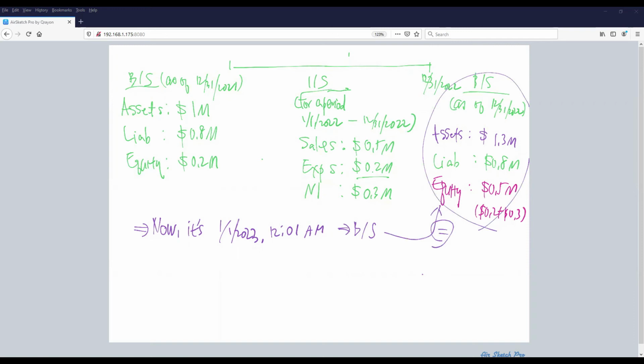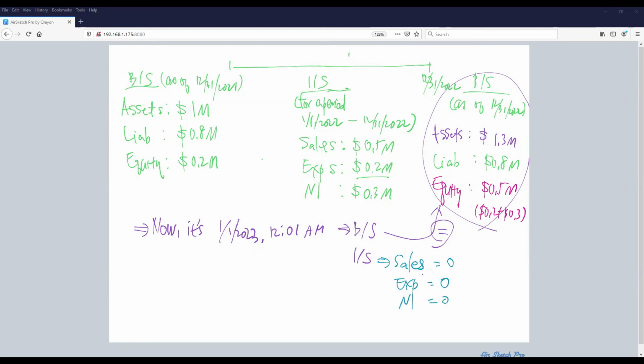Then as of January 1st, 2023, 12:01 a.m., what's your income statement? I am asking you, how much did you make as your sales, as your expense, as your net income for the year 2023? Sounds silly, right? When it's only 1 minute past. You say, come on, why are you asking this silly question? The answer is clear. You made nothing over the 1 minute. Sales, zero. Expense, zero. Net income, zero. Right?